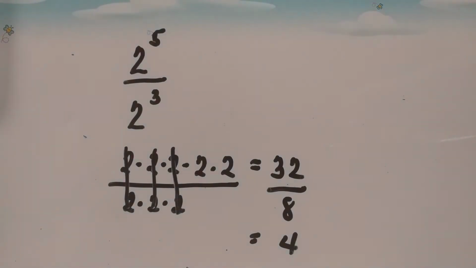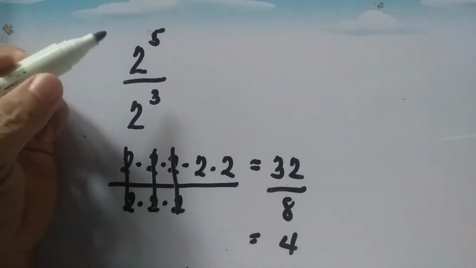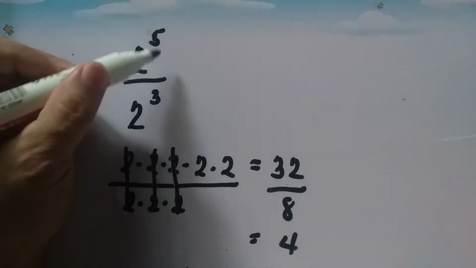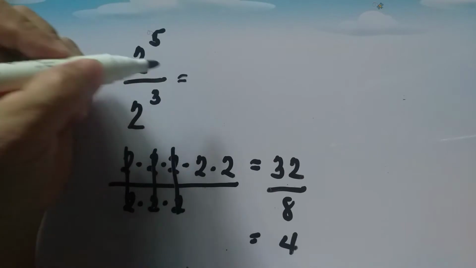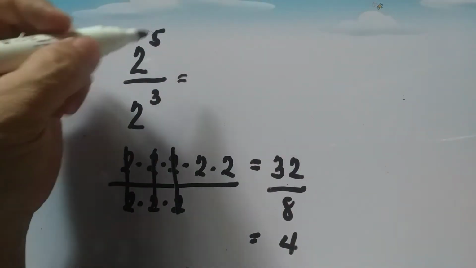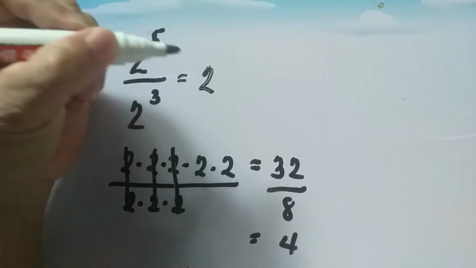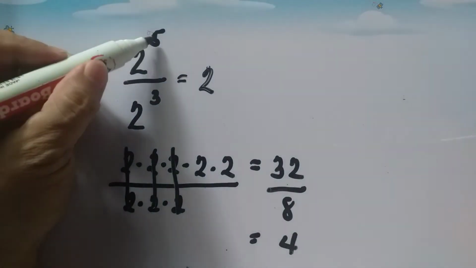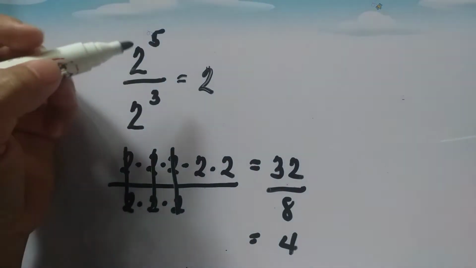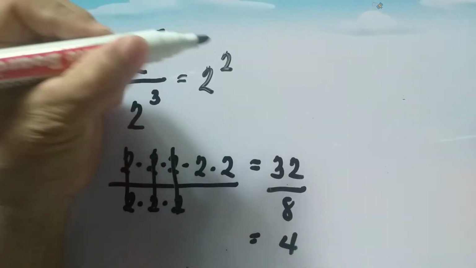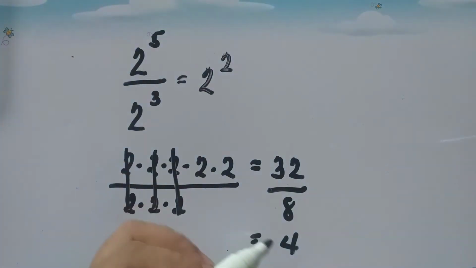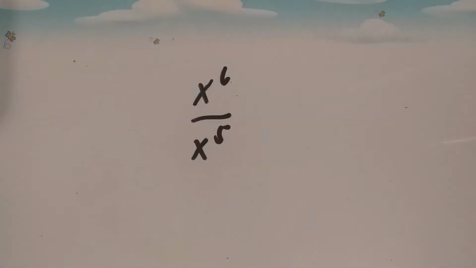Now, to simplify quotient of powers, all you have to do is to write the base, which is 2. Then simply subtract the exponents. So 5 minus 3 is 2. That is 2 squared. And 2 squared is equal to 4.